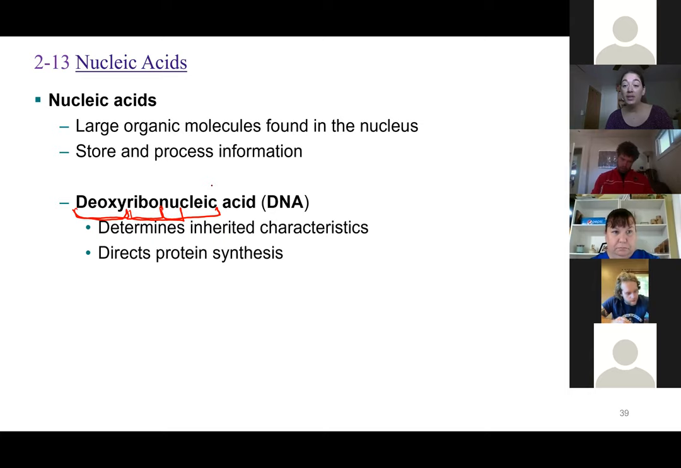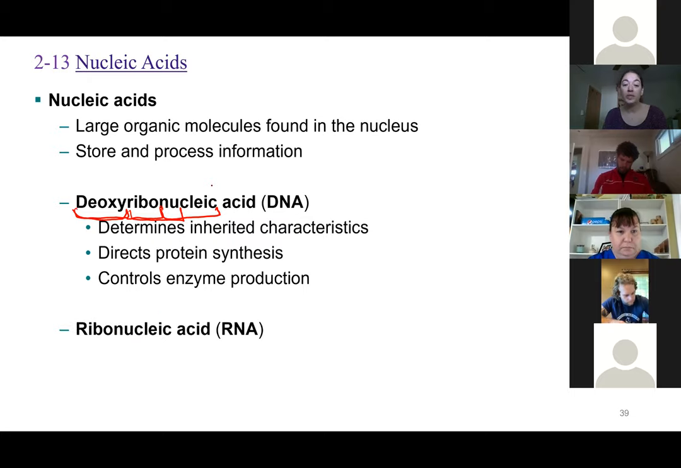Okay, DNA directs protein synthesis. And this is a big topic that we won't cover in huge detail today. We will cover it in more detail later, but we'll try to cover it a little bit today. DNA also controls enzyme production. Enzymes are proteins most of the time. So DNA codes for protein. It makes sense that it also codes for proteins that make up enzymes. So it has a very important role with enzymes.